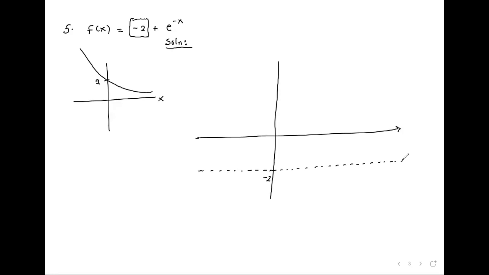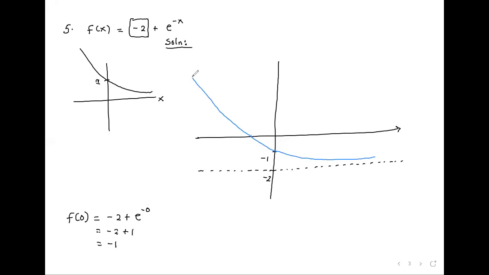Okay, so you notice that if you get f of 0, you have -2 plus e to the power -0. This is the same as -2 plus 1. -2 plus 1 is -1. So at -1, the function will cross the y-axis. So the graph is going to have the same behavior, but cross here and go up.